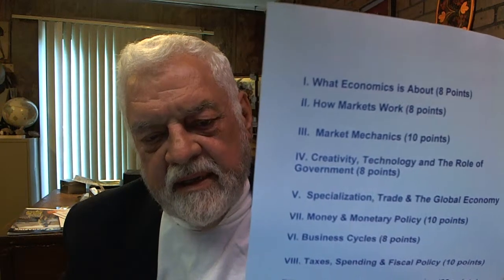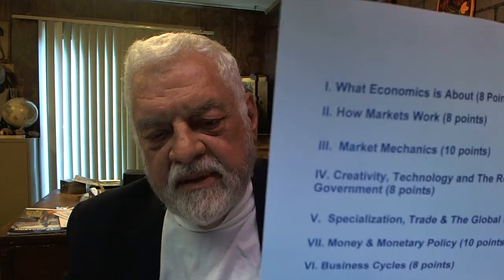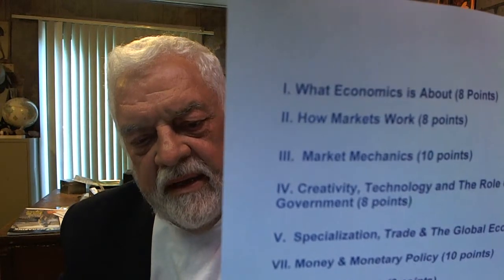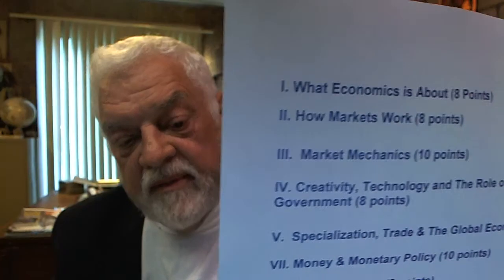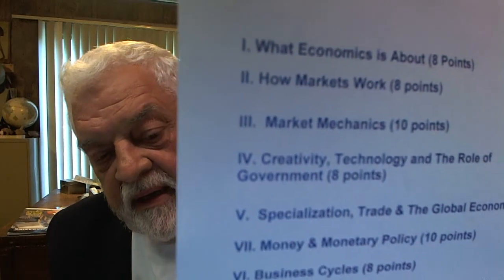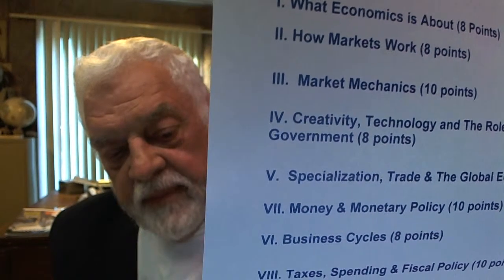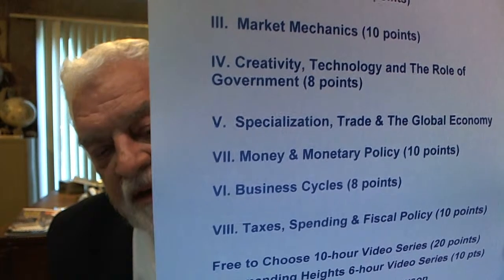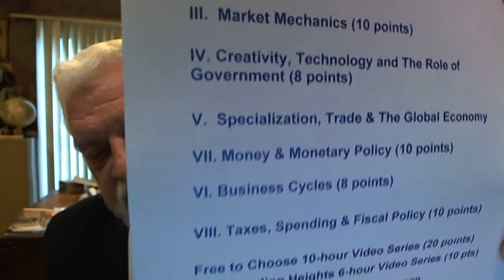The second set will be on how markets work. The third one on market mechanics. That's where you'll get some supply and demand, and that's where you'll start to see some of your graphs. Then we have one that covers creativity, technology, the role of government in the economy. Then we'll talk about specialization, trade, and the global economy. And then monetary policy, money and banking, business cycles, and finally, we'll be discussing taxes, spending, and fiscal policy. All of those things are in the news recently, so you may find that interesting or informative.